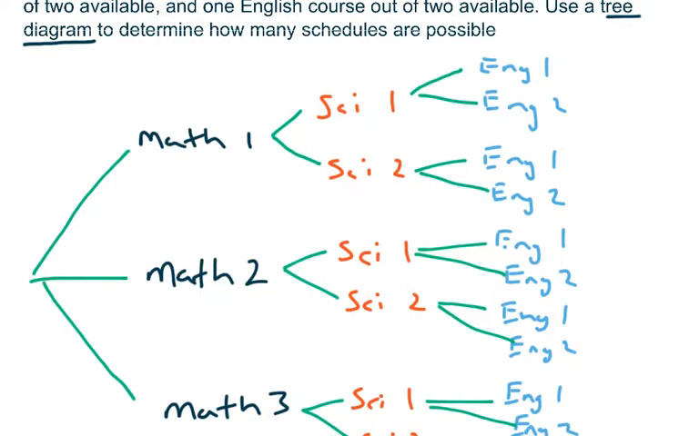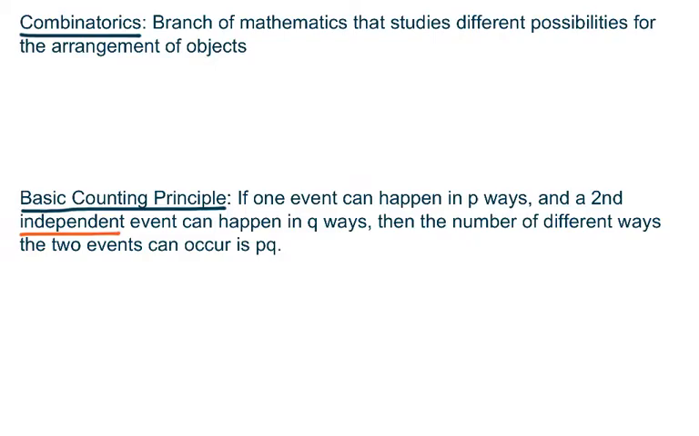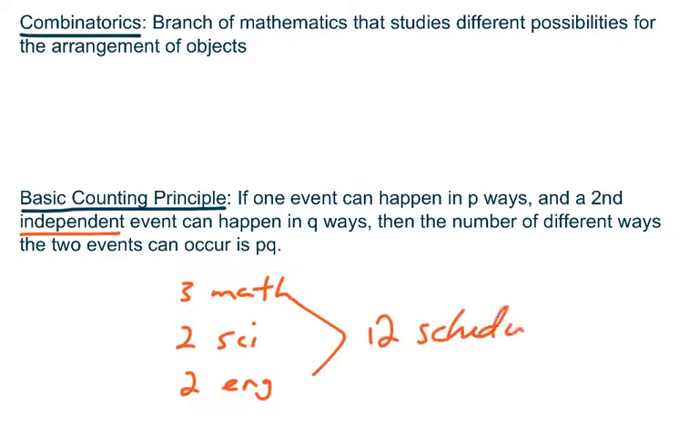So just like this example here with the tree diagram, the math course we took, the science course we took, the English courses we took, those are independent of each other. We had 3 options for math, 2 options for science, and 2 options for English. If we do 3 times 2 times 2, that's 12. So we could say 3 math times 2 science, and 2 English. 3 times 2 times 2, that is not 24, it's 12. 3 times, this is 4, 3 times 4 is 12 schedules. So that's a real quick example of using the basic counting principle. I got another one here for you. Let's just jump right into it.